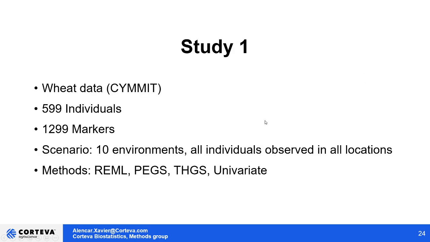Alright, so the first study is we're going to look into some wheat data. We have 600 individuals, 1300 markers, in a scenario where we have 10 environments, and that's a balanced scenario where all individuals have been observed in all environments. We're going to analyze REML as the gold standard, the Pseudo-Expectation Gauss-Seidel, and the Tilde-Hat Gauss-Seidel that I'm going to refer to as PEGS and TEGS.